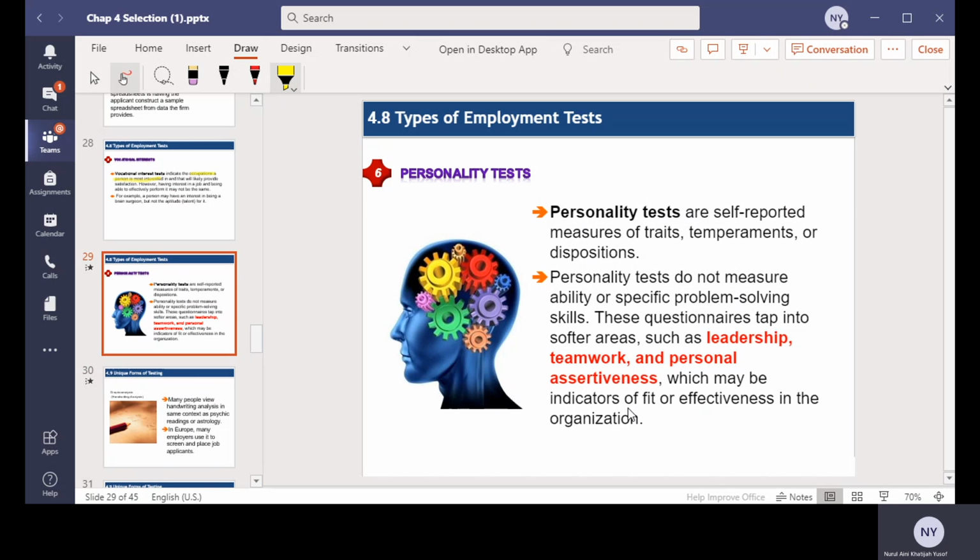Because sometimes, as I mentioned before, during an interview you cannot identify whether this individual has these skills or not, these characteristics or not. So how to confirm it? You can conduct tests, and one method to identify the individual's characteristics and personality is to conduct personality tests. Some companies will conduct this personality test for all positions.